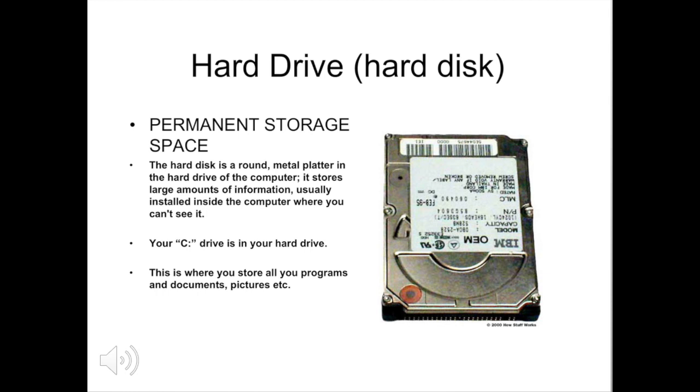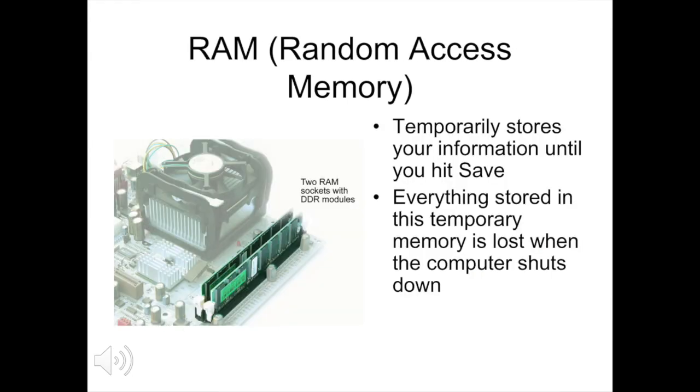Hard drive is the permanent storage for computers. It's typically represented as the C drive on most PC computers. RAM is volatile memory, temporary storage for what resources your computer is currently working on or using. Everything is wiped off at shutdown.